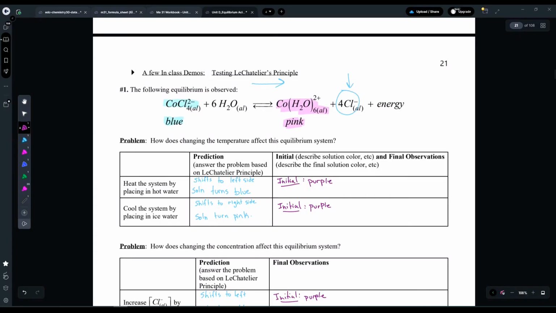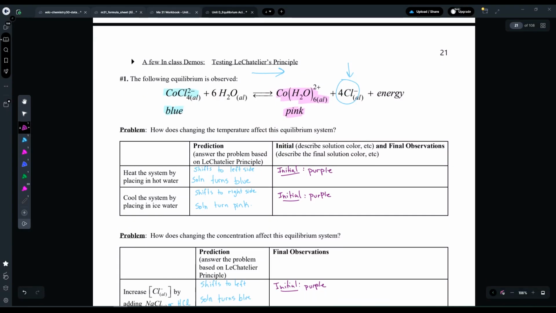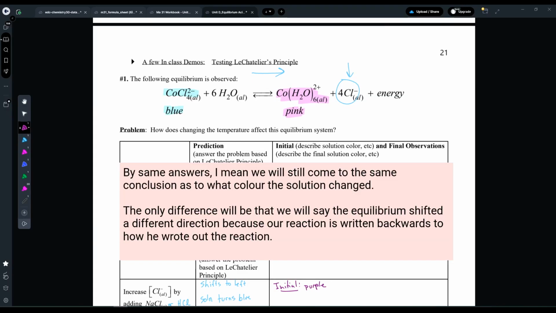All right, so one thing to watch out for is he's written this equilibrium backwards to how it is in your notes. So just watch out for that, okay? But regardless of that, we will still get the same answers even though our equilibrium is written out backwards to his.